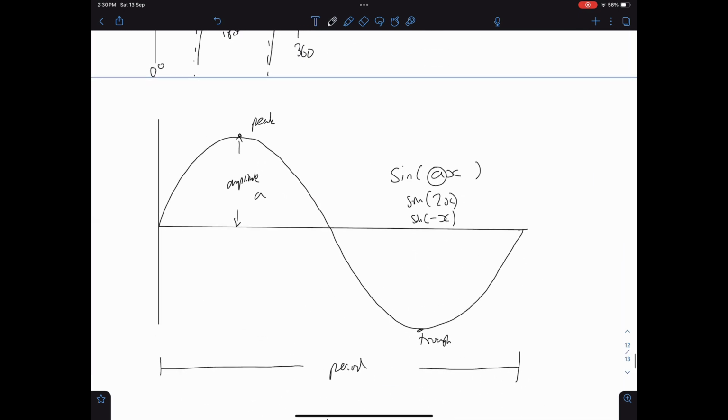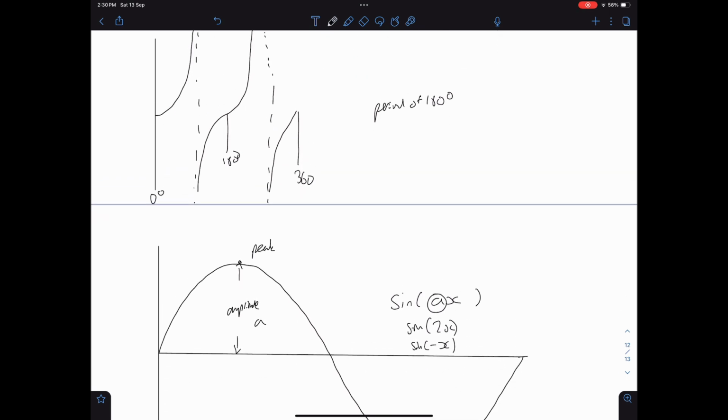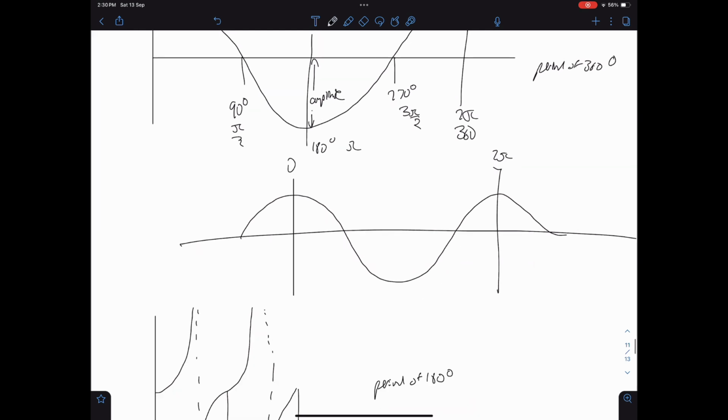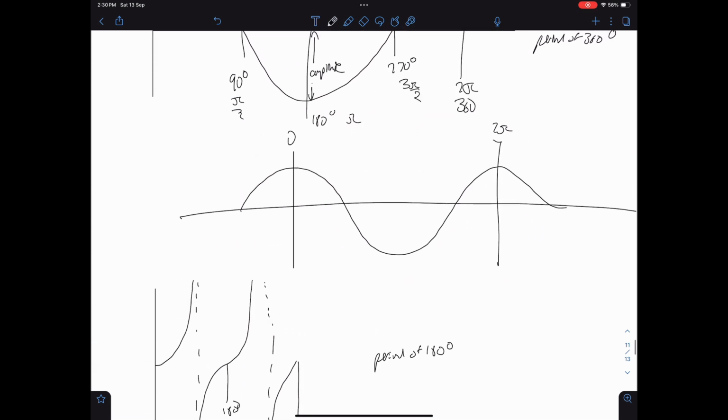And essentially we can do these same transformations with tangent and cosine. And the other thing for cosine is that if you did cosine of minus x, that's just equal to cosine of x, because if you flip that around, it's got symmetry about x equals 0.